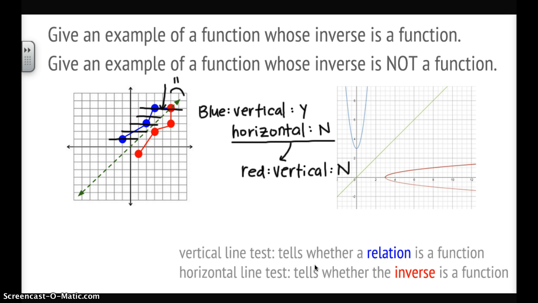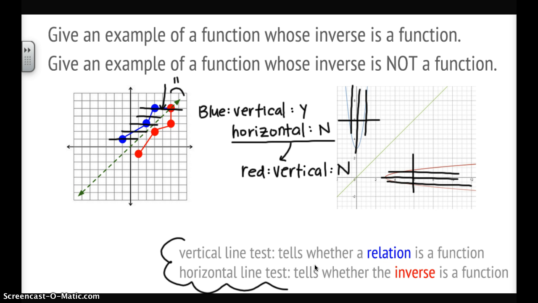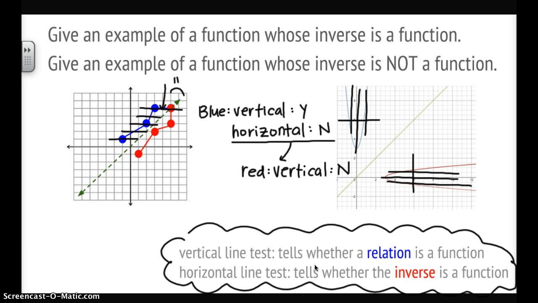And then the same thing applies over here. The blue fails the horizontal, so the red fails the vertical. Now because the red passes the horizontal, the blue will pass the vertical. So that vertical and horizontal line test goes hand in hand. That would be a good thing to get written down, because that really helps us answer that original question. Okay, so make sure you understand that.